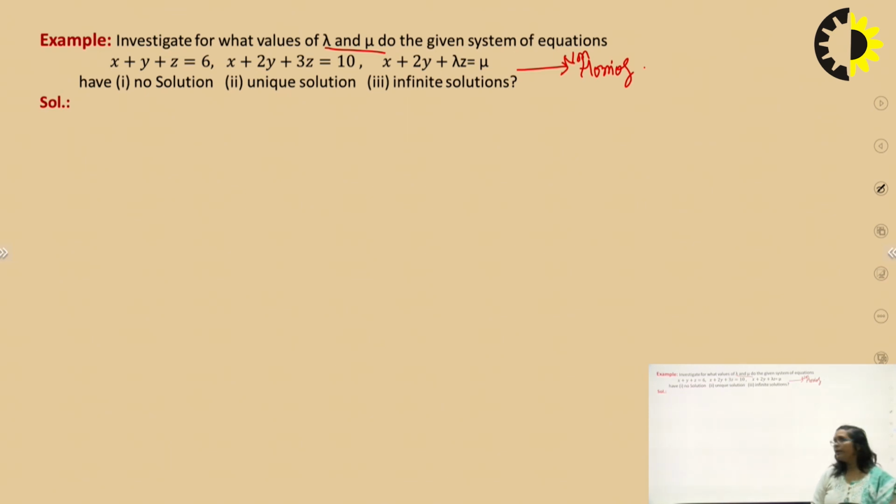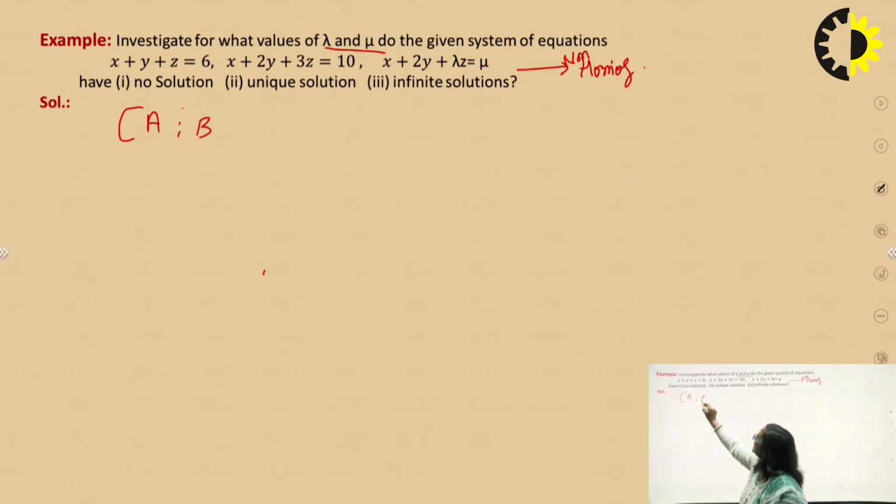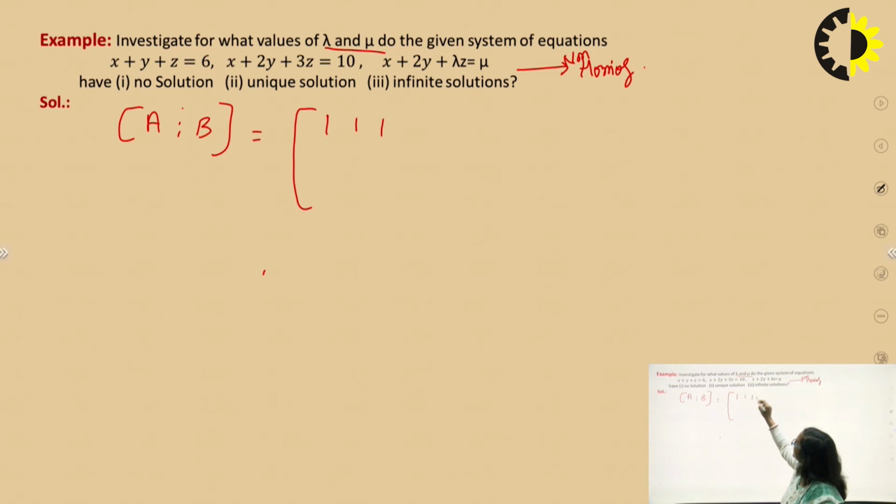So we first start by making the augmented matrix, which is written like this: A separated by some dotted lines and then B. This is the augmented matrix. So write down the matrix for these given equations. It's written like 1, 1, 1, separated by the right hand side element, which is 6. This is 1, 2, 3, and this is 10. And 1, 2, lambda, and this is mu.